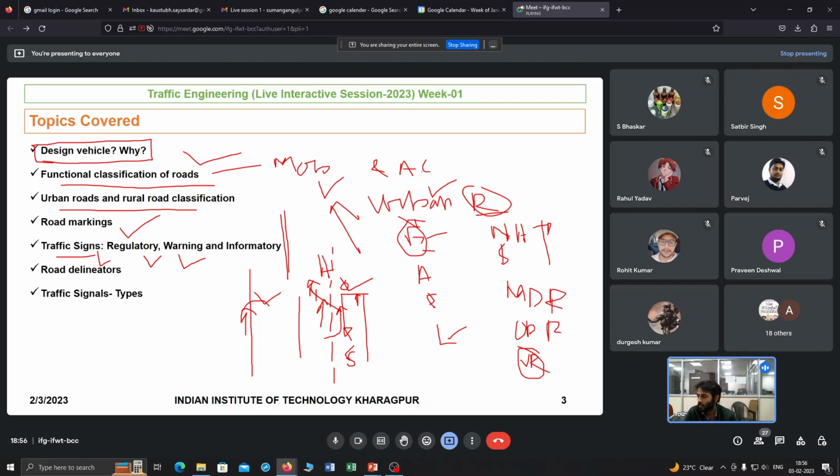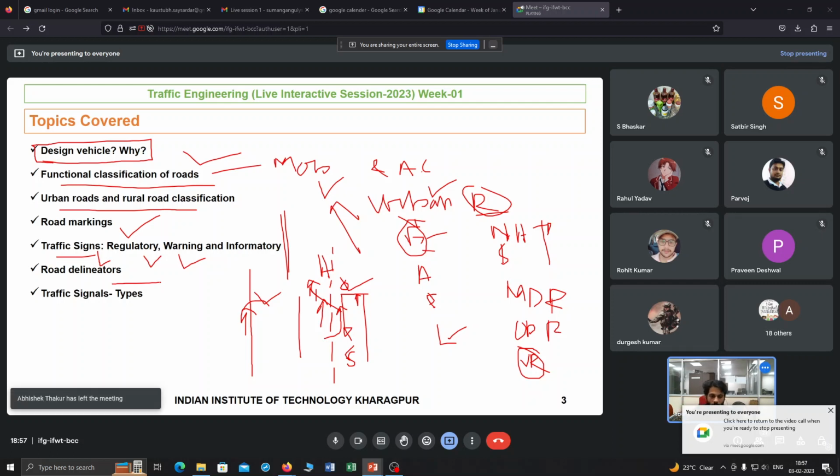So then what is a road delineator? Basically it is to delineate the road. If you go out at night, you may not be able to see the edges. So that's why this road delineator concept comes into the picture, right?